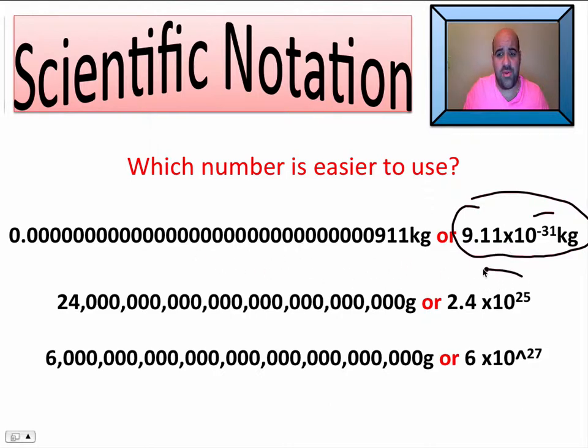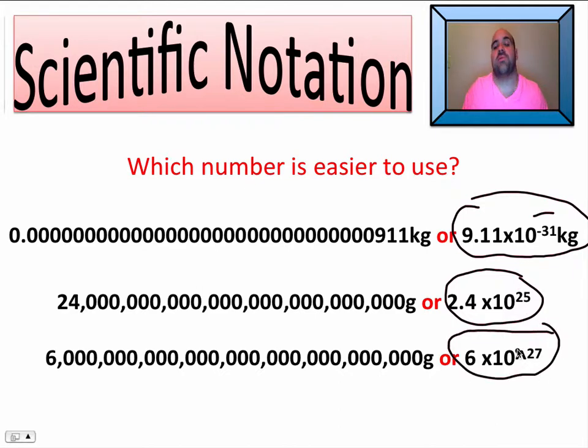I think you would rather use these numbers as well. And this should be 10. And sometimes you'll see this caret that indicates to the 27th power. So 9.11 times 10 to the negative 31st. And we'll talk about what that means later. But whenever you have a negative sign, it means it's a really small number. Whenever this exponent here is positive, it means it's a really big number.